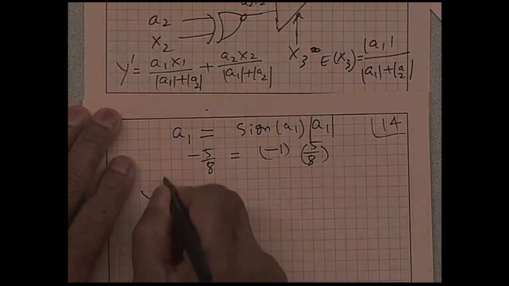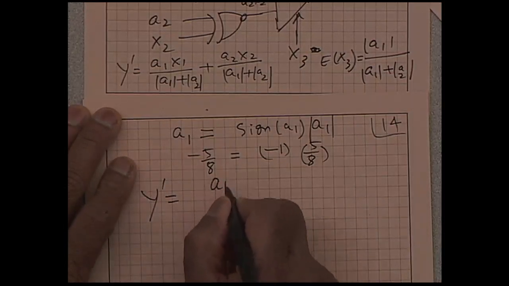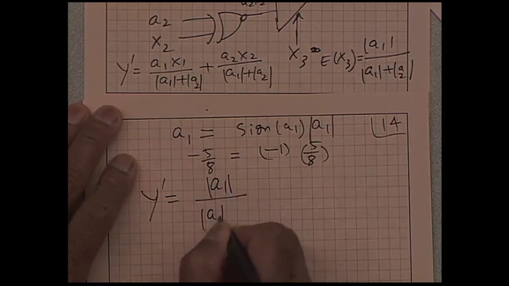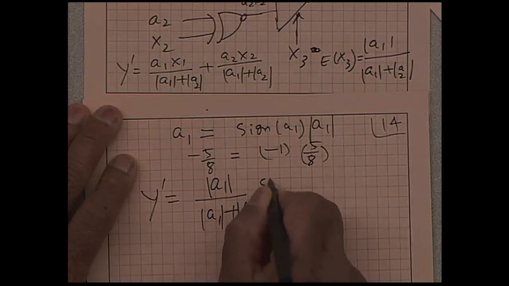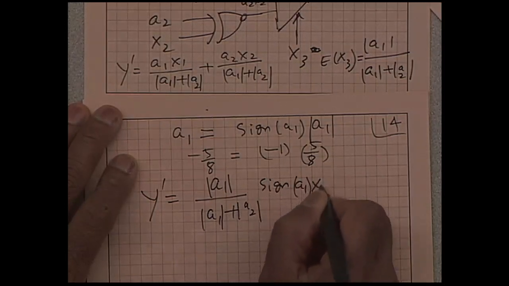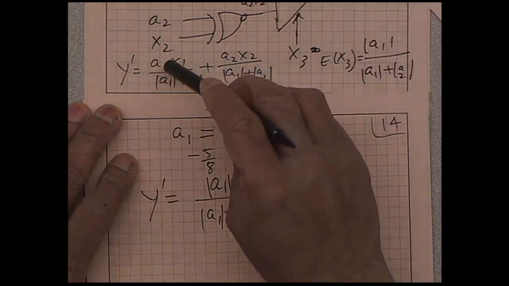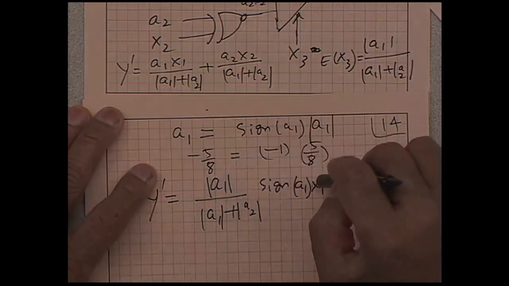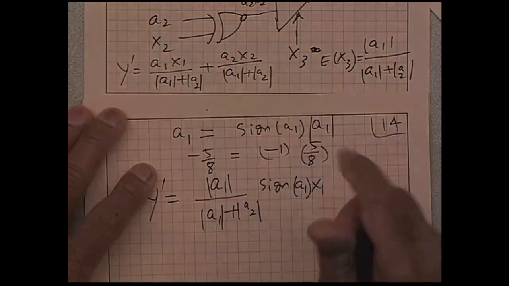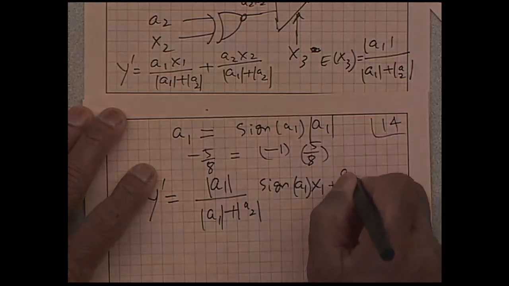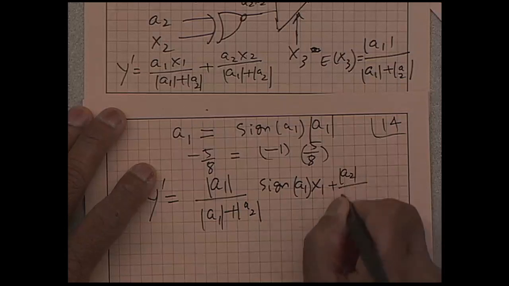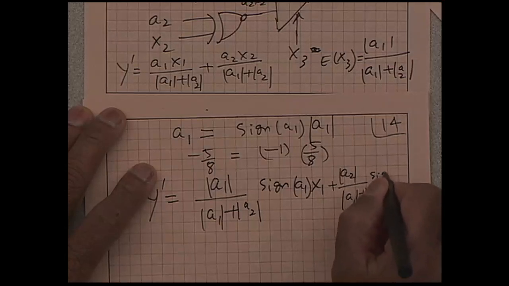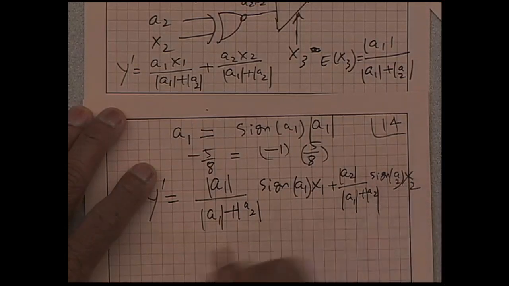Then I can write y prime is equal to absolute value of A1 by absolute value of A1 plus absolute value of A2 times sine of A1 times x1. So we have replaced A1 by sine of A1 times absolute value of A1. This stays as it is, plus absolute value of A2 by absolute value of A1 plus absolute value of A2 times sine of A2 times x2.